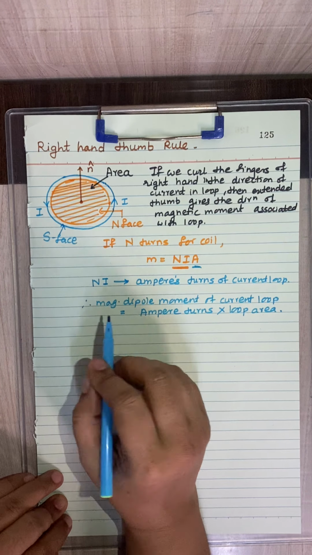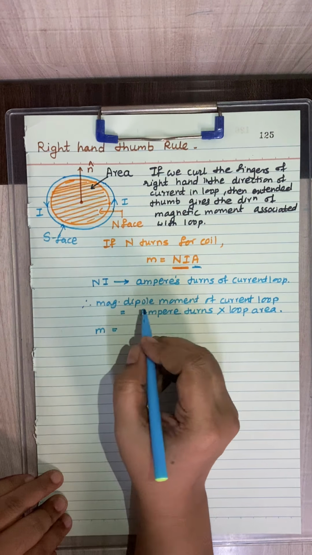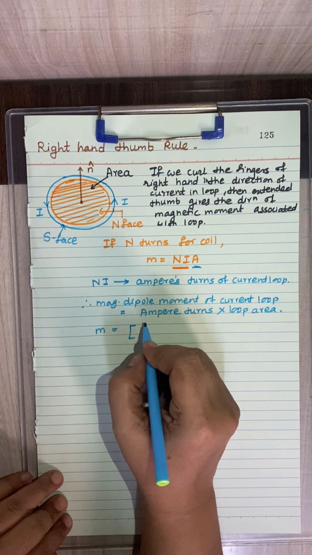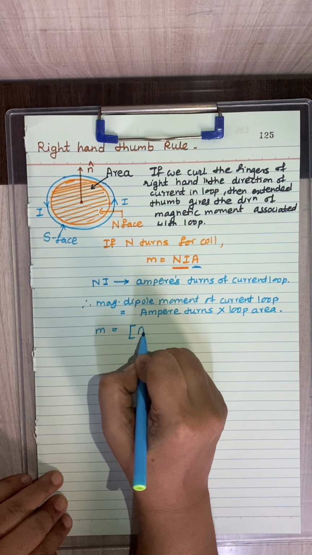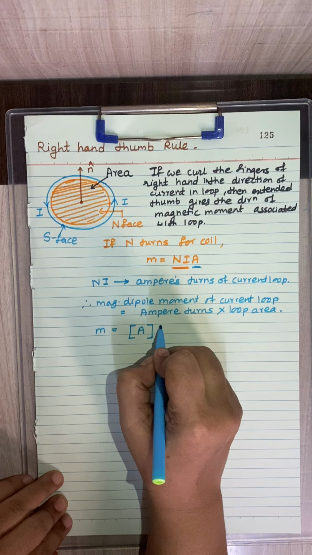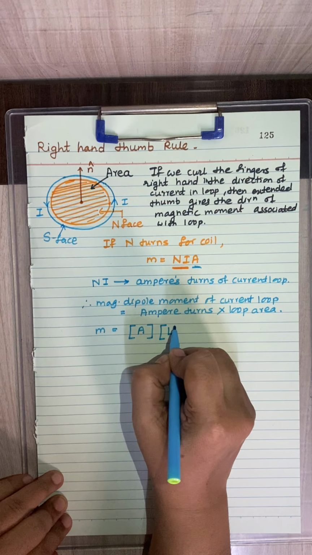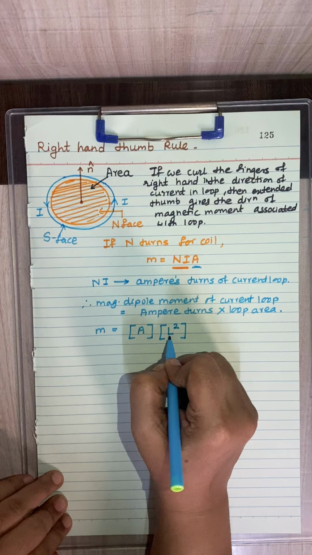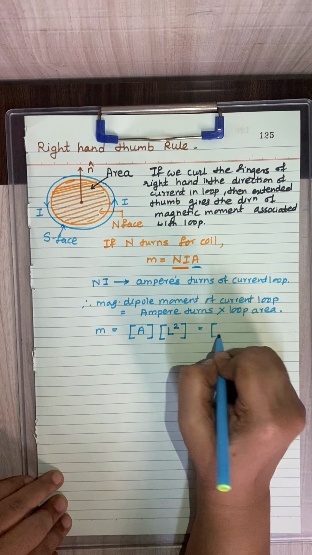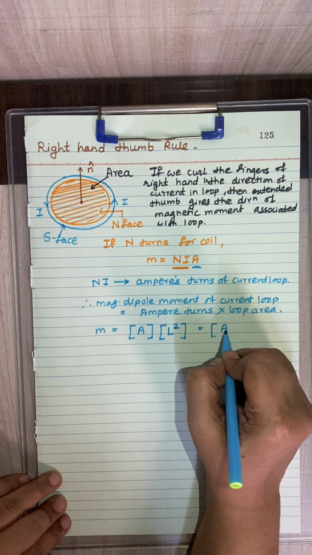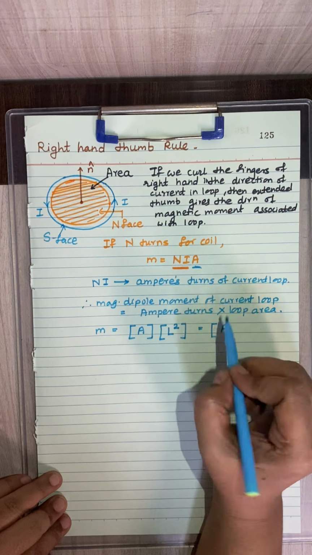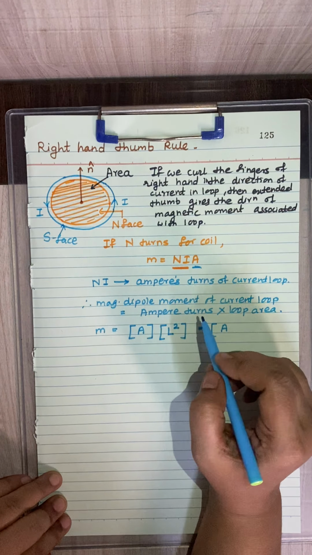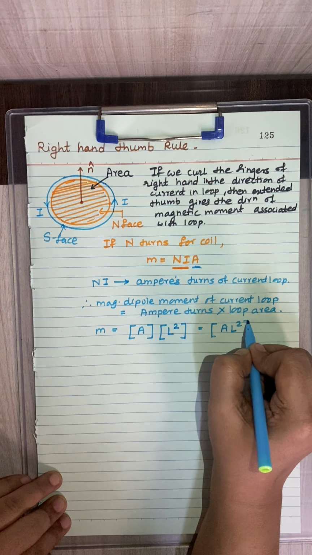Now if I want to find the dimensions of this magnetic moment, it is ampere turns, that is A, and the area of the loop is pi r square. But pi is a constant, so we consider r as L, and it is L square. So the magnetic moment has the dimension ampere turns, which is due to the current I, so ampere, and area pi r square, where pi is constant, so it is L square. So the dimension is A L square.